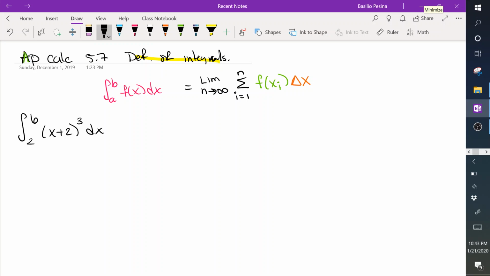Hello class, so today we're going to go ahead and do this next example, so let's see what's going on. I've got an integral that starts at 2 and ends at 6 for my limits of integration, and I see that this function is some x to the third with respect to x. So let's begin on what we have here.